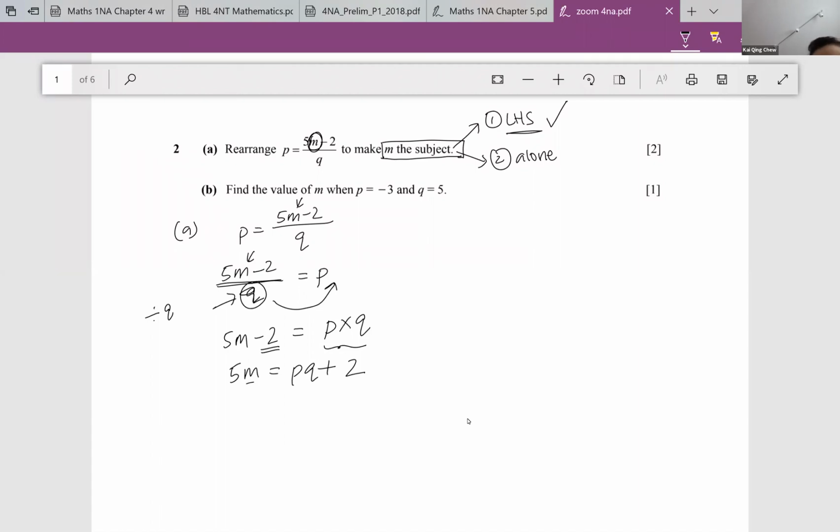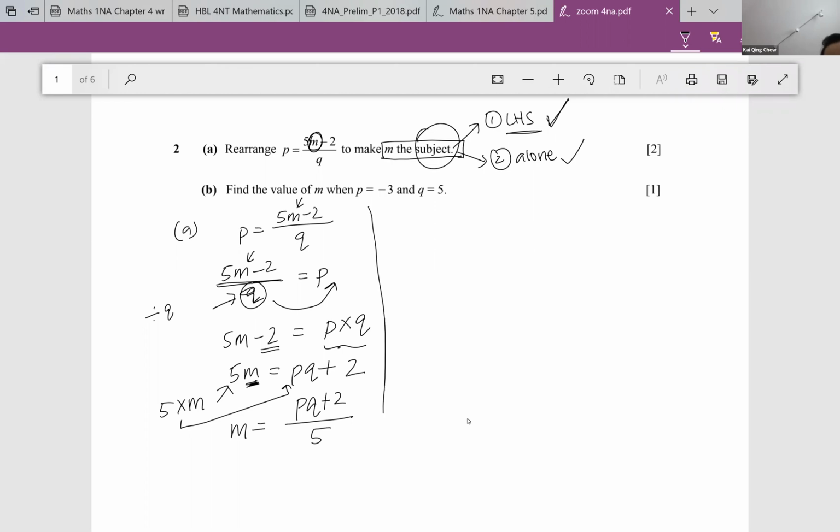Then M, I want M to be alone. There's still one more 5, and here is basically 5 times M. So when I bring over the 5, it becomes divide by 5, because times brought over becomes divide. Now you see I have successfully made M the subject. It is on the left-hand side and it's alone.